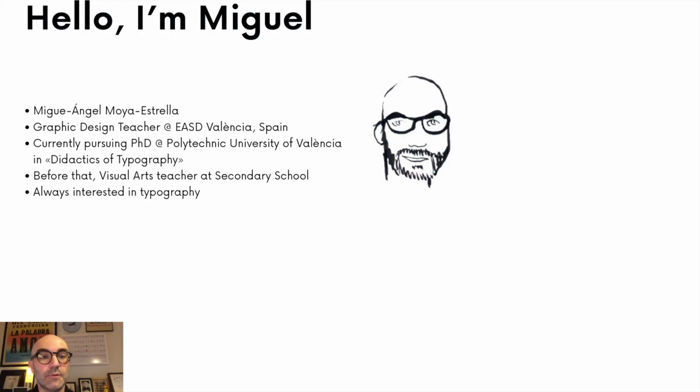I'm Miguel-Ángel Moya-Estrella, and I'm a graphic design teacher at the EASD València, Spain. I'm currently pursuing a doctoral degree at the Polytechnic University of València into the didactics of typography. Before that, I've been a visual art teacher at secondary school until recently, and I've always had an interest in typography. So all this mix made me develop an interest in introducing typography not only in graphic design or journalism studies, but sooner, in secondary school or even before, why not?